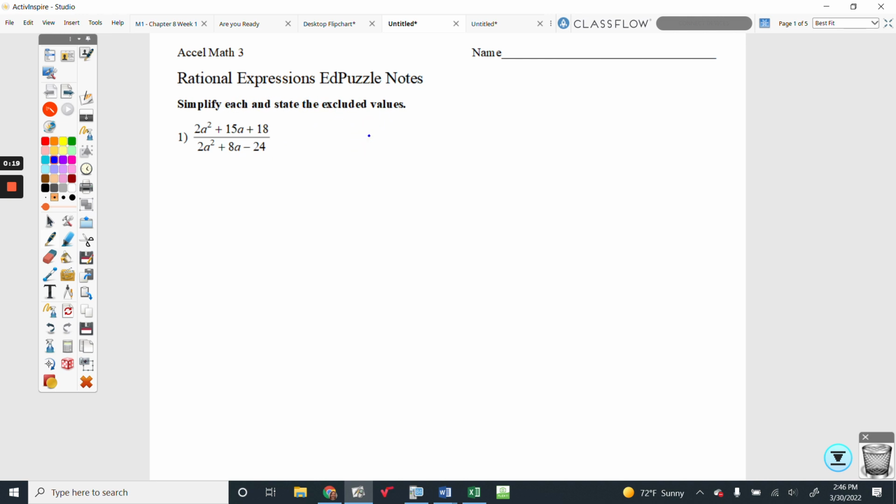So I'm going to go ahead and start with excluded values, but the key to everything is factoring. So I'm going to go ahead and factor my numerator. I'm going to use the x. I've got 36 and 15. And again, I got 36 by multiplying 2 by 18. And so my two numbers are 12 and 3. And so this factors into 2a parentheses, and then a over here to make 2a squared.